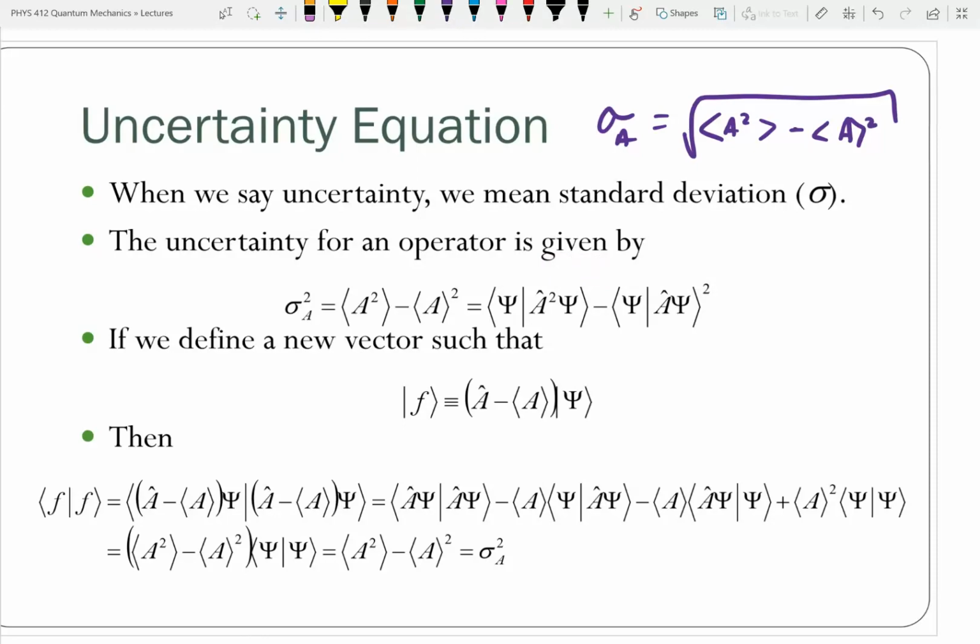And then we're going to go to something a little different. We're going to define a new vector.